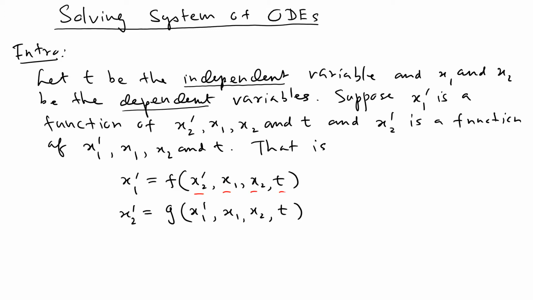Similarly, x2 prime depends on these four quantities. So you can see that x1 is a function of those variables and x2 is a function of those variables. That means they depend on each other. That's why we call it a system. We normally write this just like that, or sometimes we add a curly brace, just to mean that it is a system. Some books use that, some just ignore it, but if you see it, it's the same thing. It says that they work together; they are coupled to each other. They are a coupled system.